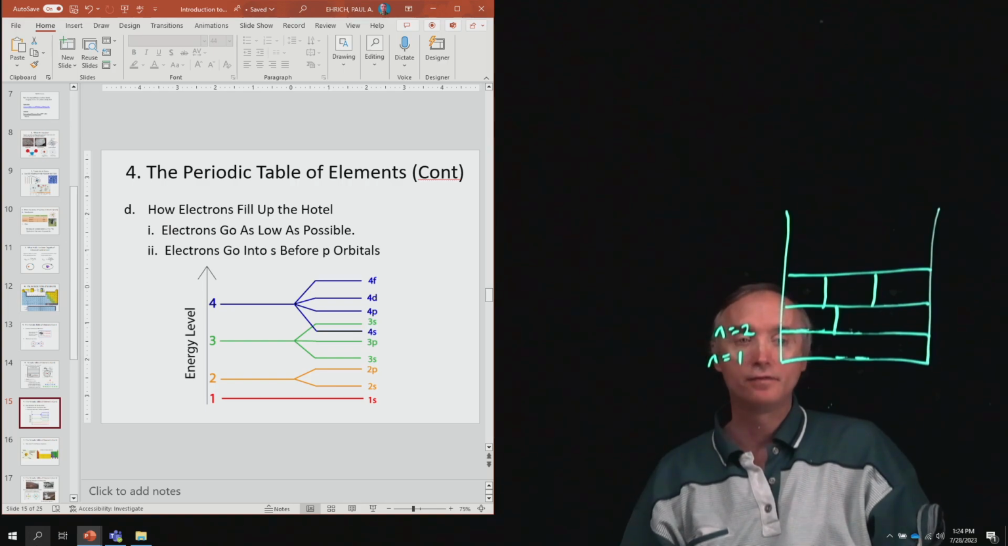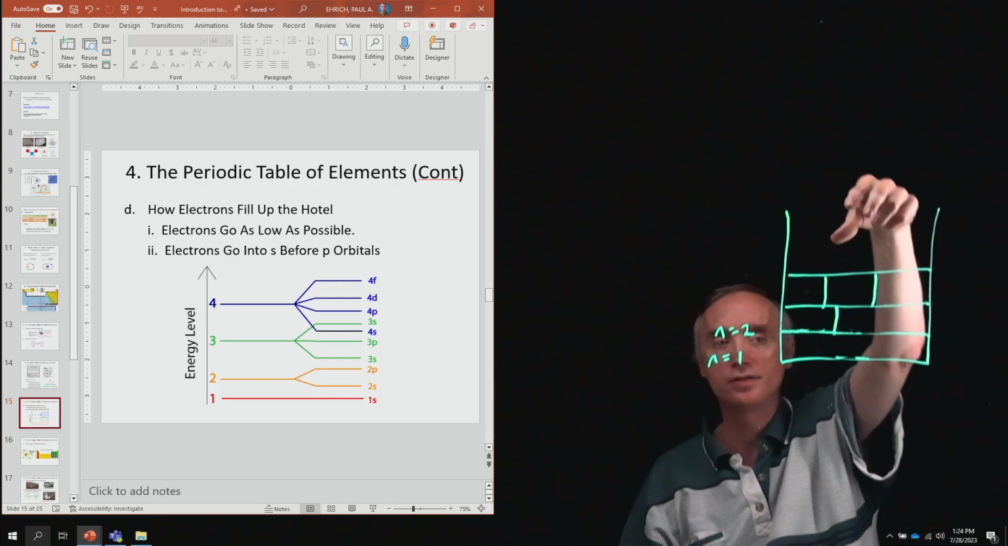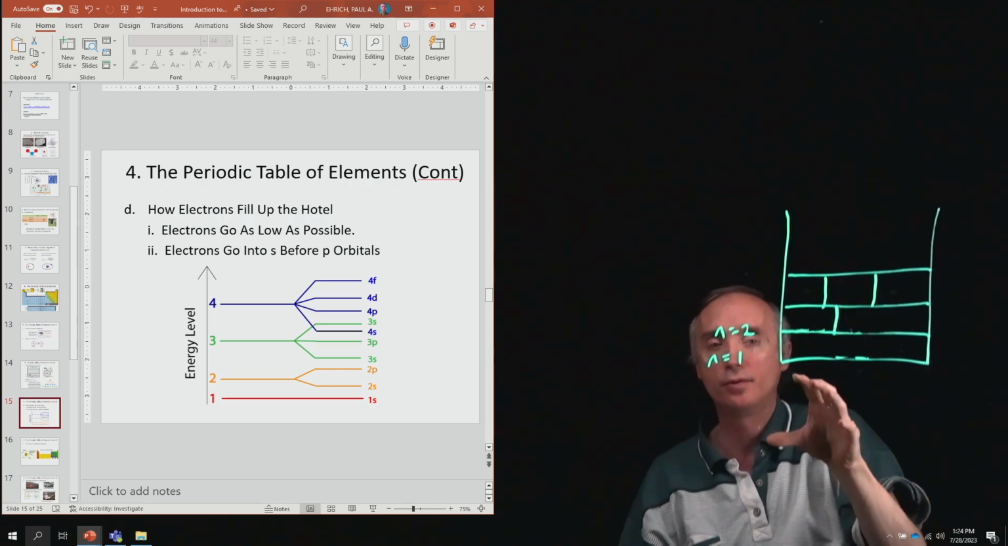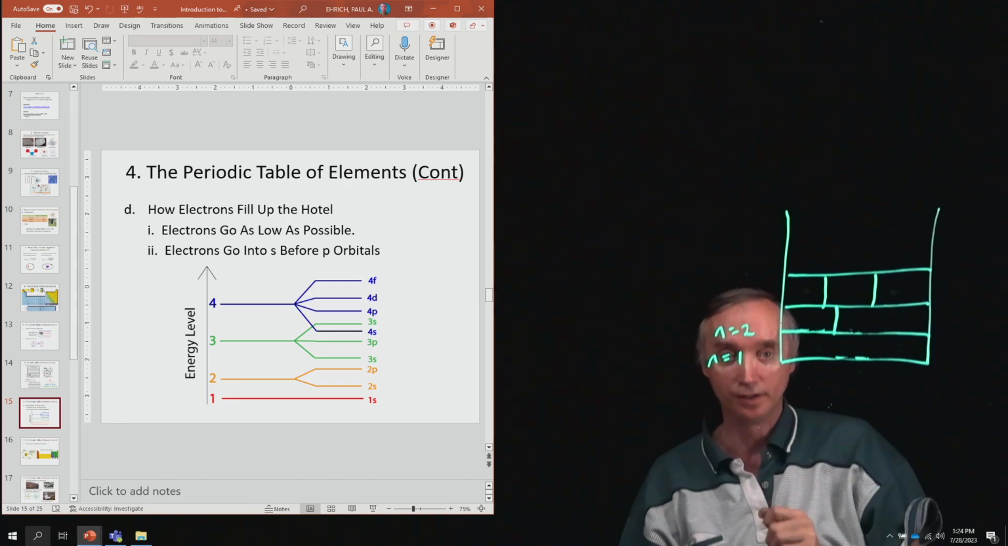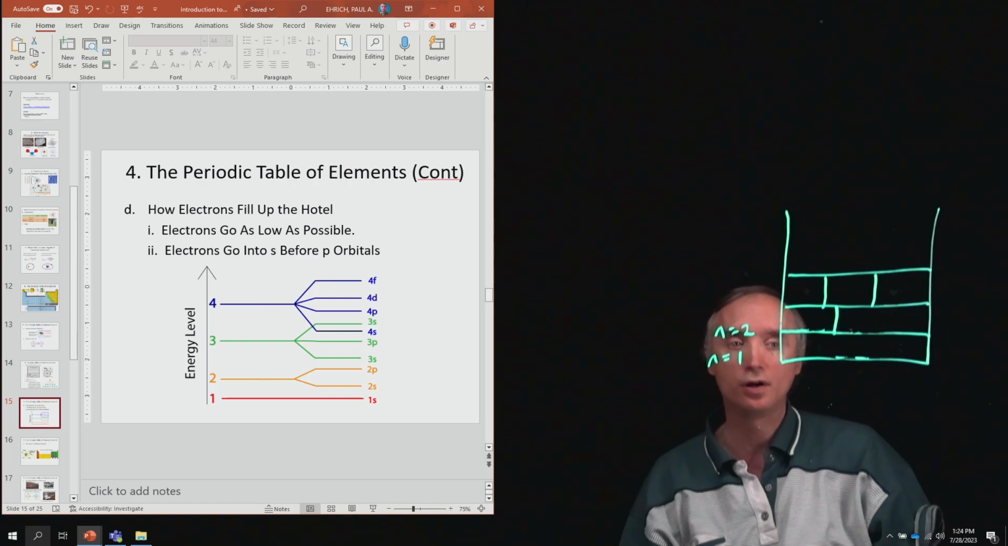So you see that I have emptied out my hotel, and what we're going to do is start to take electrons and drop them into the hotel, and we want to know where do they live. And there's going to be two rules that are going to tell us where the electrons live. So the first rule is that the electrons will want to go as low as possible.